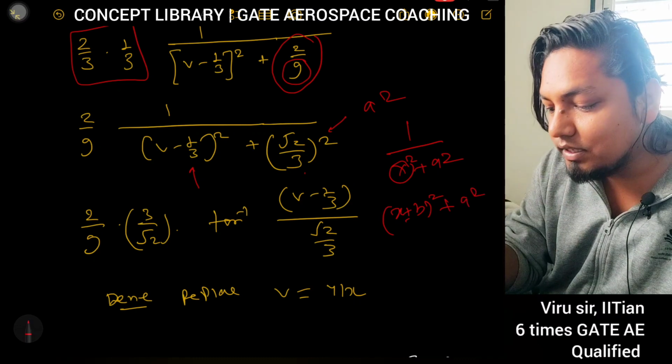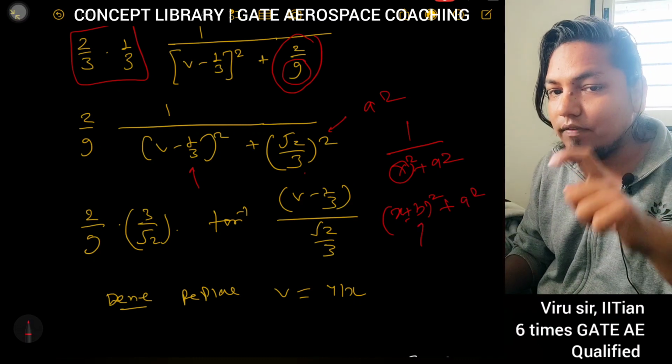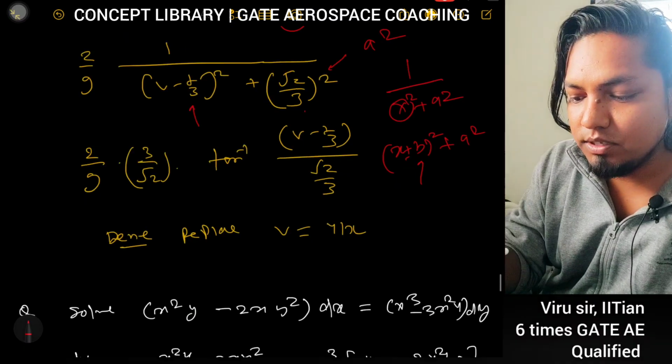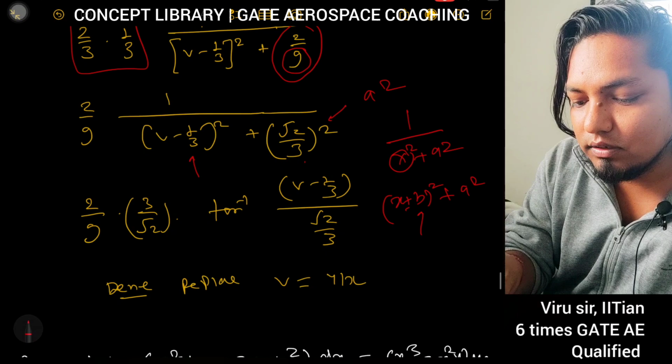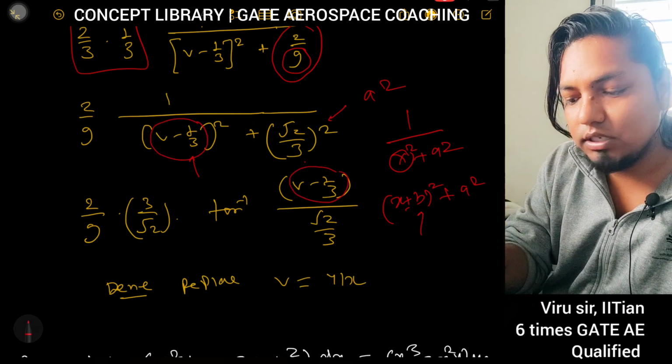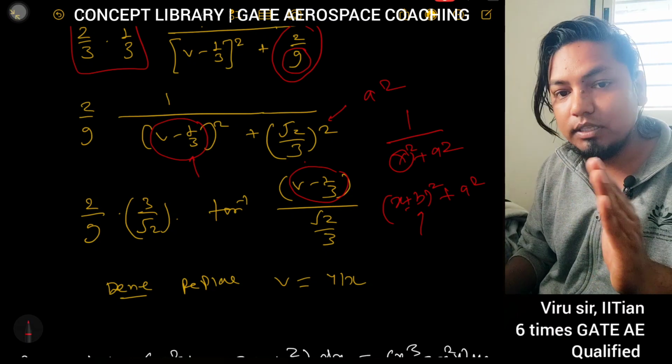whole square plus a square inside? Don't worry, this will not affect your final answer. Only in the final answer where you are getting x, there you will be getting x plus minus b. It means I'm having this as v minus 1 by 3. So in the final answer here, v minus 1 by 3 will come. Remaining other places 1 by 3 will not come.